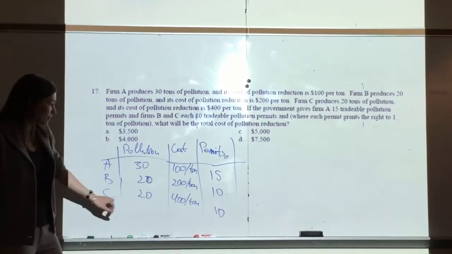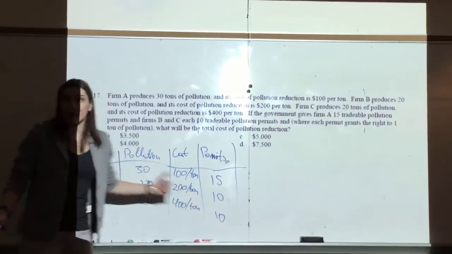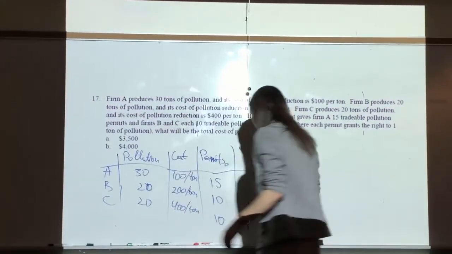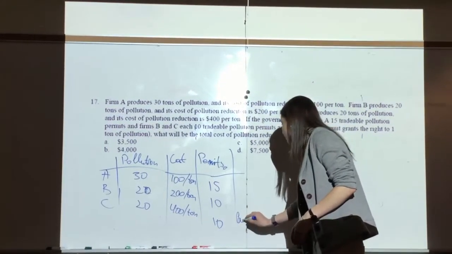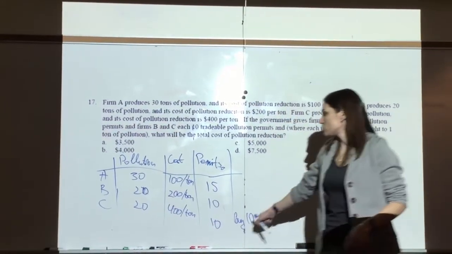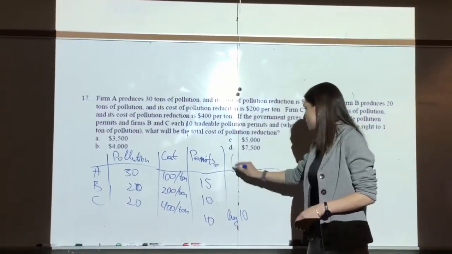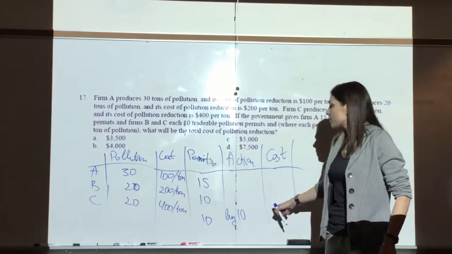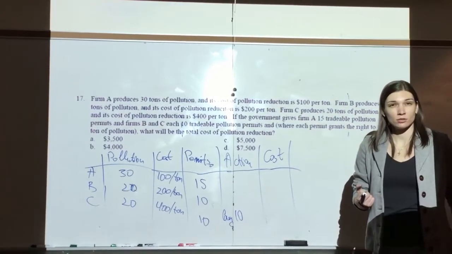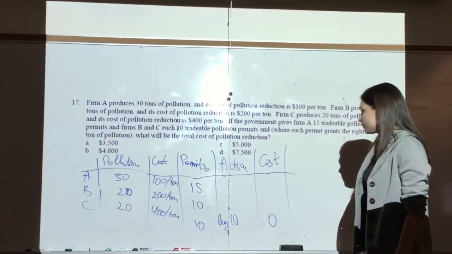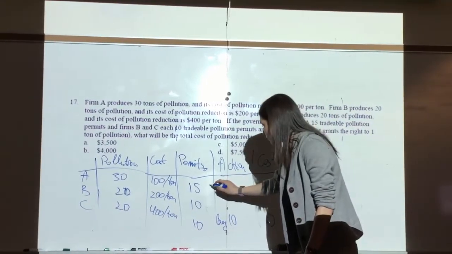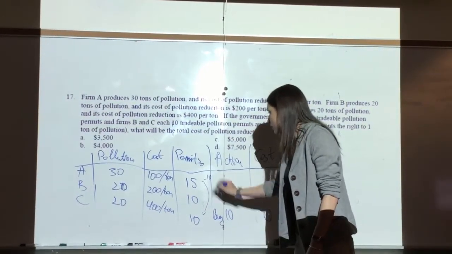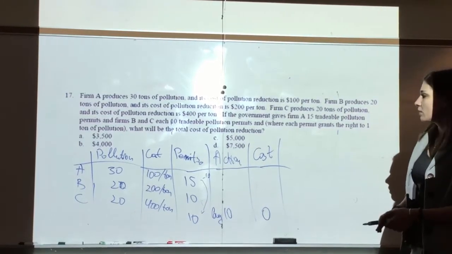So C is going to keep its 10, and they're going to get an additional 10 from one of the other firms, right? Let's say from A. So they buy 10, they end up with 20 permits, and what do they end up spending on reduction? Zero. All right. Let's transfer those from A. Right, so A sold 10 to C. Doesn't really matter.